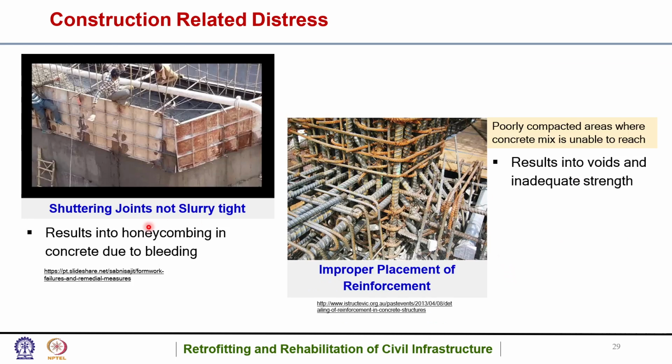One more type of construction related distress can be shuttering joints. The shuttering is basically the formwork which is used during casting. If the joints related to shuttering are not slurry tight, there is leakage. That results in honeycombing in concrete due to bleeding. Bleeding is basically water coming out.